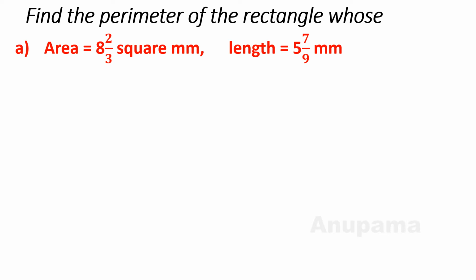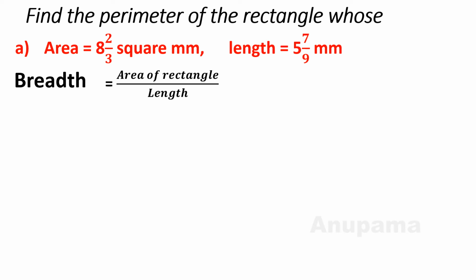Let us do one more question of this kind. If area equals 8 and 2 by 3 square millimeters and length equals 5 and 7 by 9 millimeters. Here the dimensions are in the form of mixed fractions. So what is given to us? Area and length. At first we need to find out breadth so that we can put the values in the formula of perimeter. So what is the formula for breadth? That is area of rectangle divided by length. Area is 8 and 2 by 3 square millimeters and length is 5 and 7 by 9 millimeters.